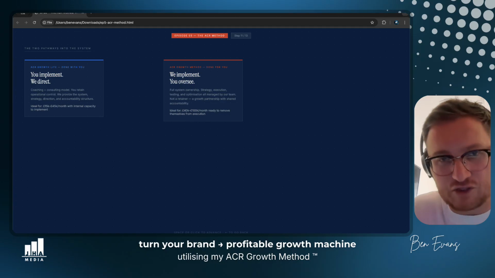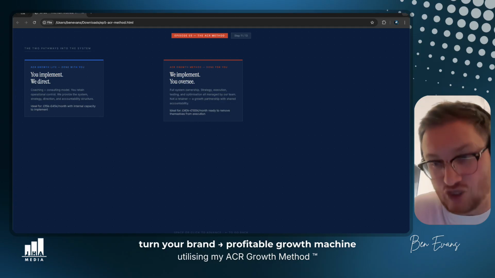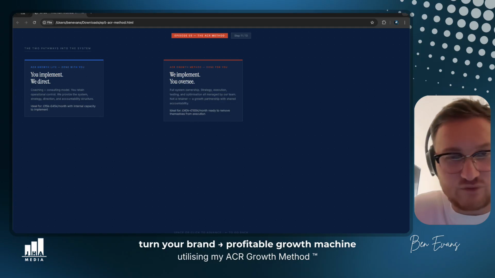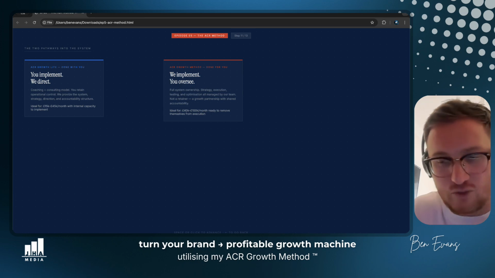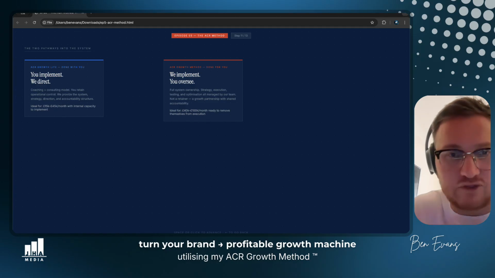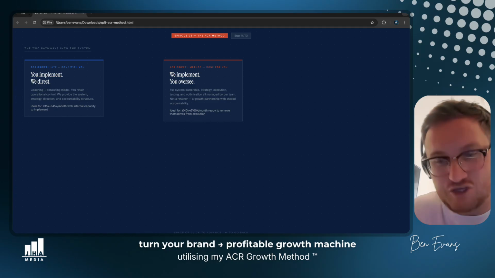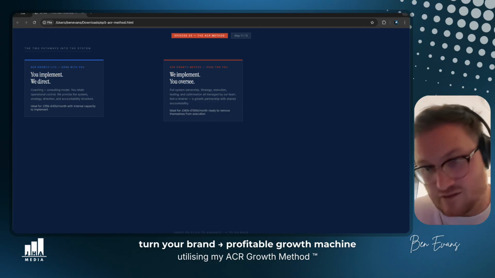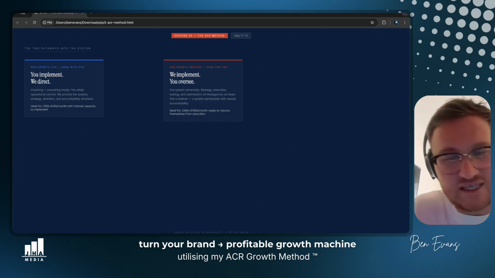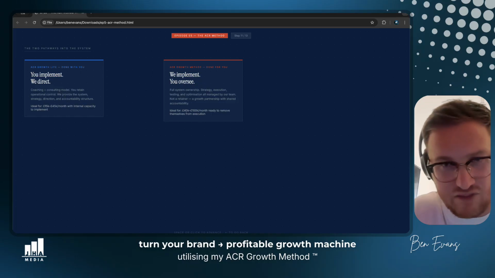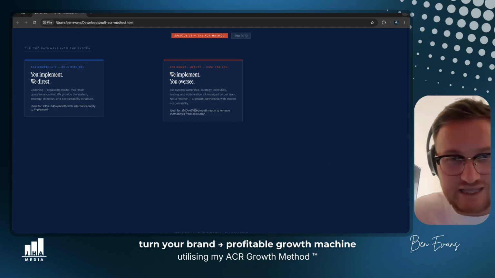The done for you model is essentially we implement, you oversee. This provides full system ownership, strategy, execution, testing, optimization managed by our team. And this essentially works on a growth partnership model. So we have shared accountability. In essence, if you win, we win. That's the way the model works. This is traditionally ideal for businesses who are between 40 to 100K a month and ready to move themselves from the execution and ready to hit that next stage.